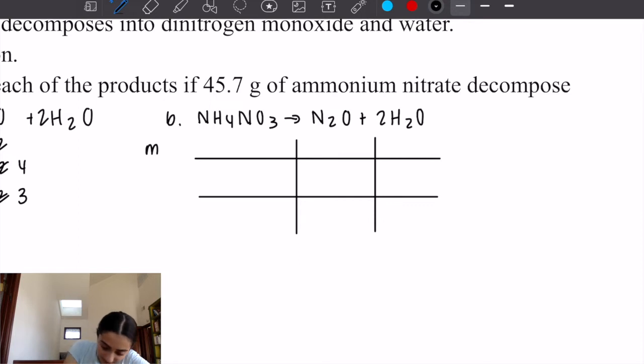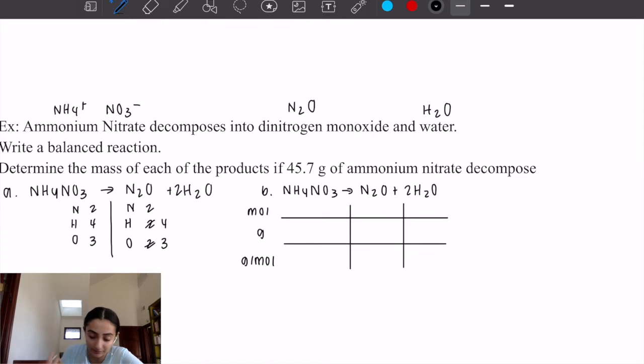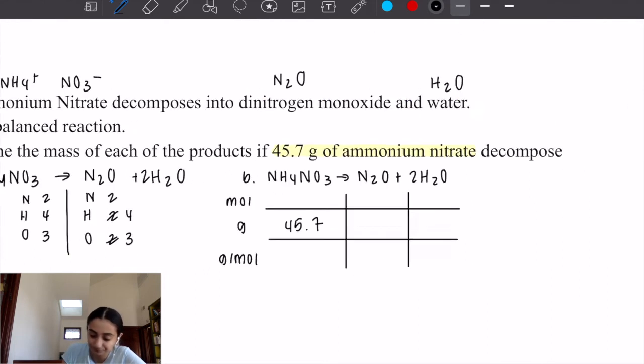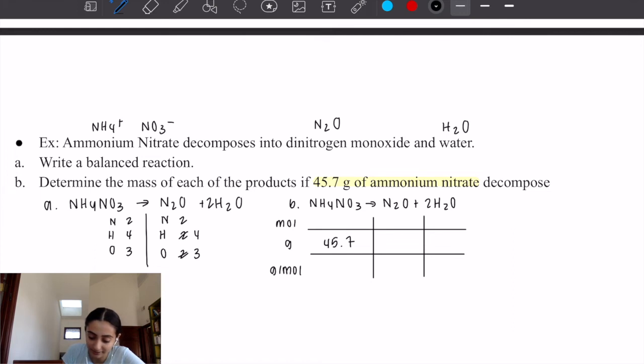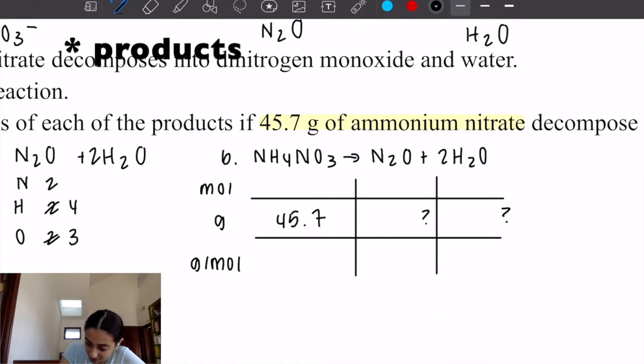And you're going to want to make sure you have your periodic table and your calculator. So I'm going to make my columns, moles, grams, and molar mass. So now I'm going to input the information I have. So I have 45.7 grams of ammonium nitrate. So I'm going to put that in this column. So now we are calculating the mass of each of the products. So I'm going to put a little question mark here.